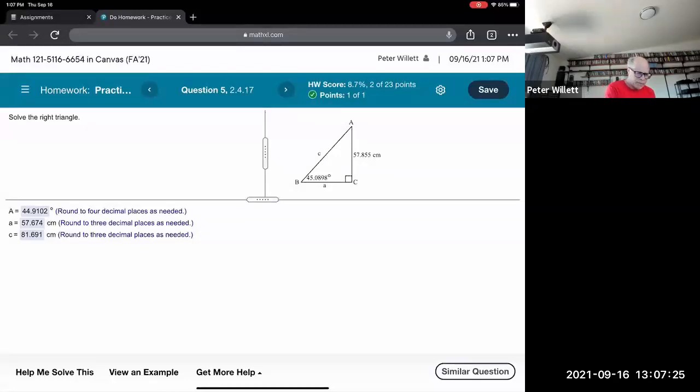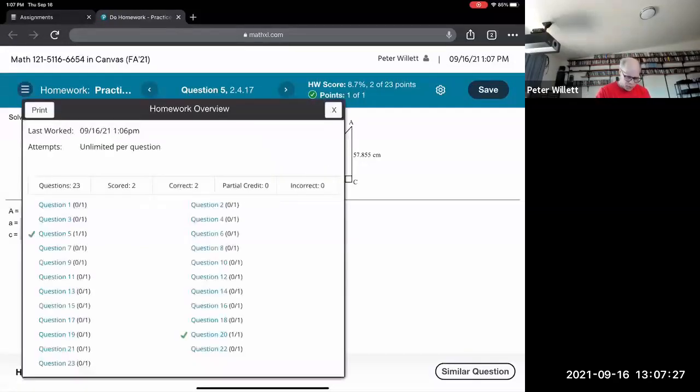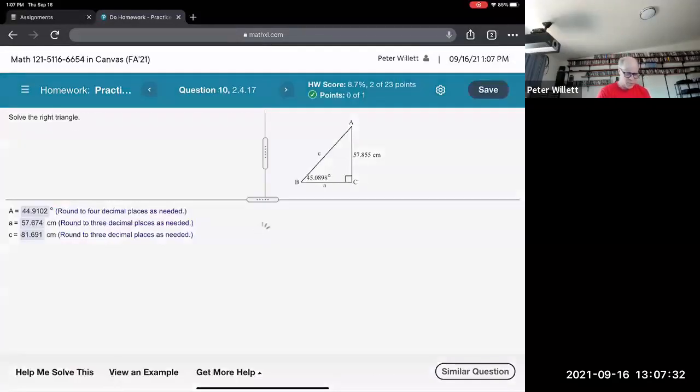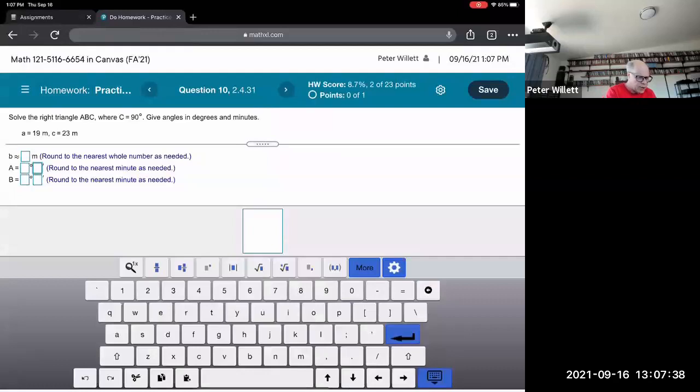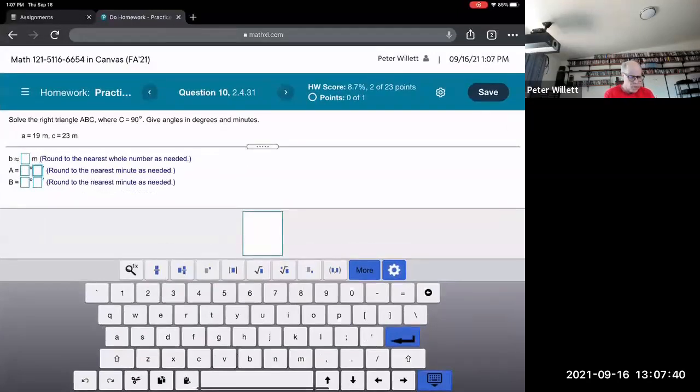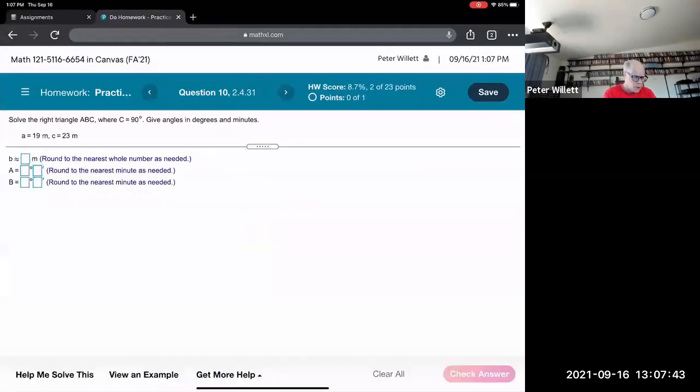All right, so that was number 5. It's like 23. Let's try maybe number 10, so go 5 more problems in. This looks kind of similar. In this case, it says solve the right triangle, where they give us C is 90 degrees. That's why it's a right triangle, and give angles in degrees and minutes, and they give us 2 of the sides. All right, so in this case, they didn't give us a picture.